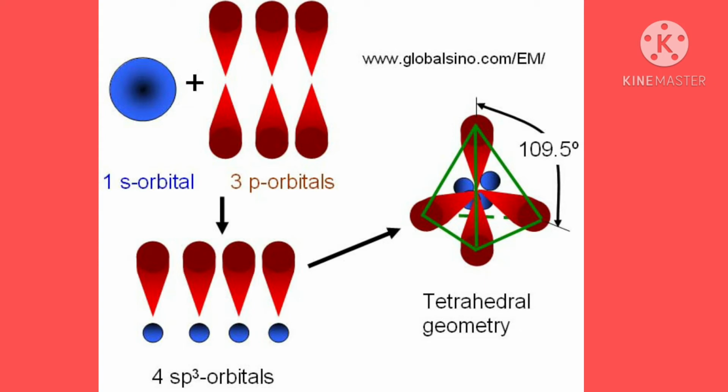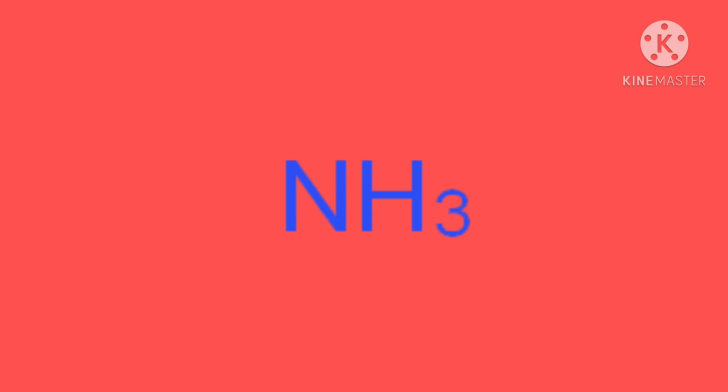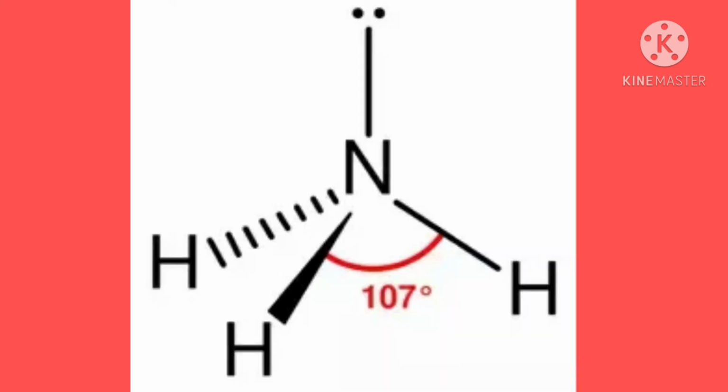Now children, let me explain the formation of the ammonia molecule based on hybridization. One nitrogen atom and three hydrogen atoms are present in one ammonia molecule. All the three nitrogen-hydrogen bonds are of the same strength and the bond angle is 107 degrees 48 minutes. So, let us see how the formation of ammonia takes place.